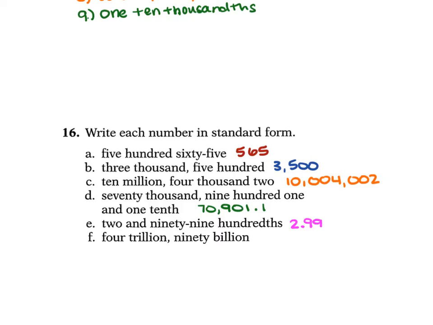4,090,000,000,000. So 4 trillion. You got to think, you have trillions, then billions, millions, thousands, hundreds. Okay, so trillion, 90 billion, so 090. We have to take care of our millions, our thousands, and our hundreds.